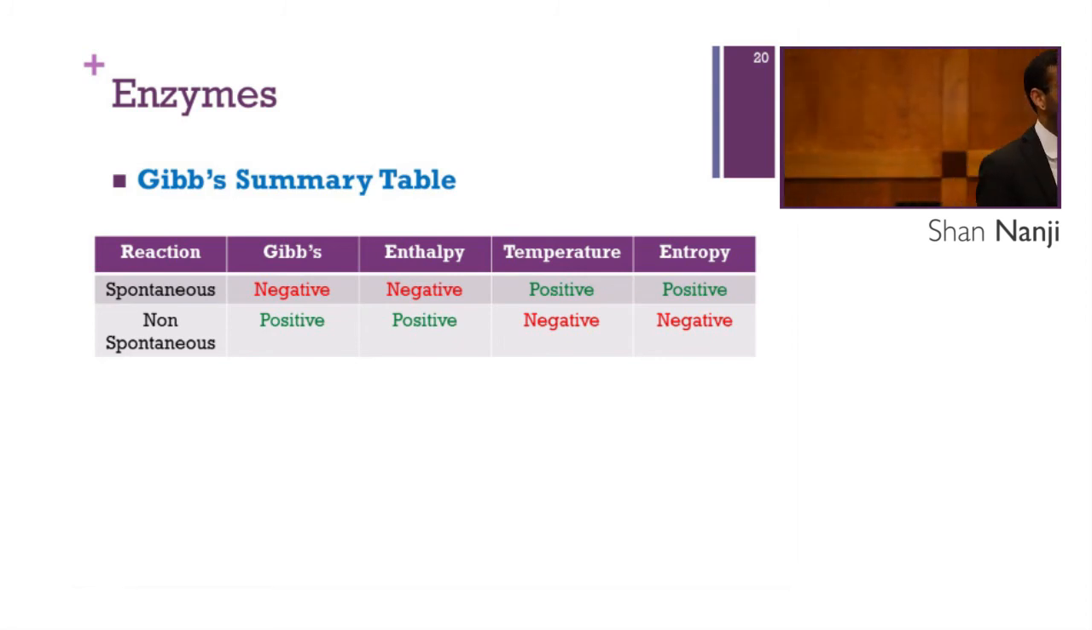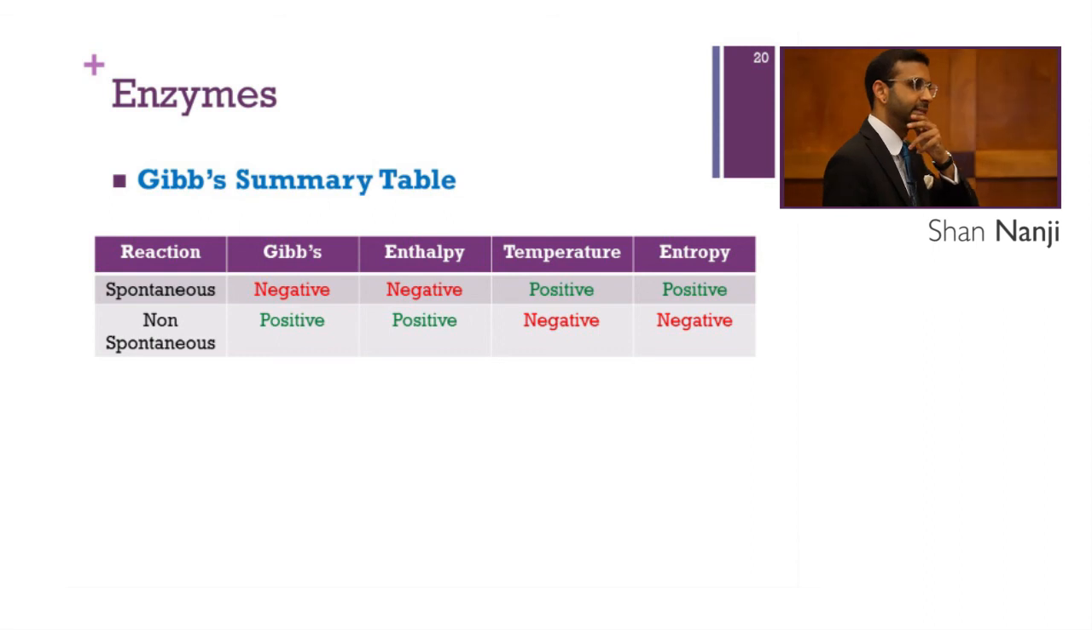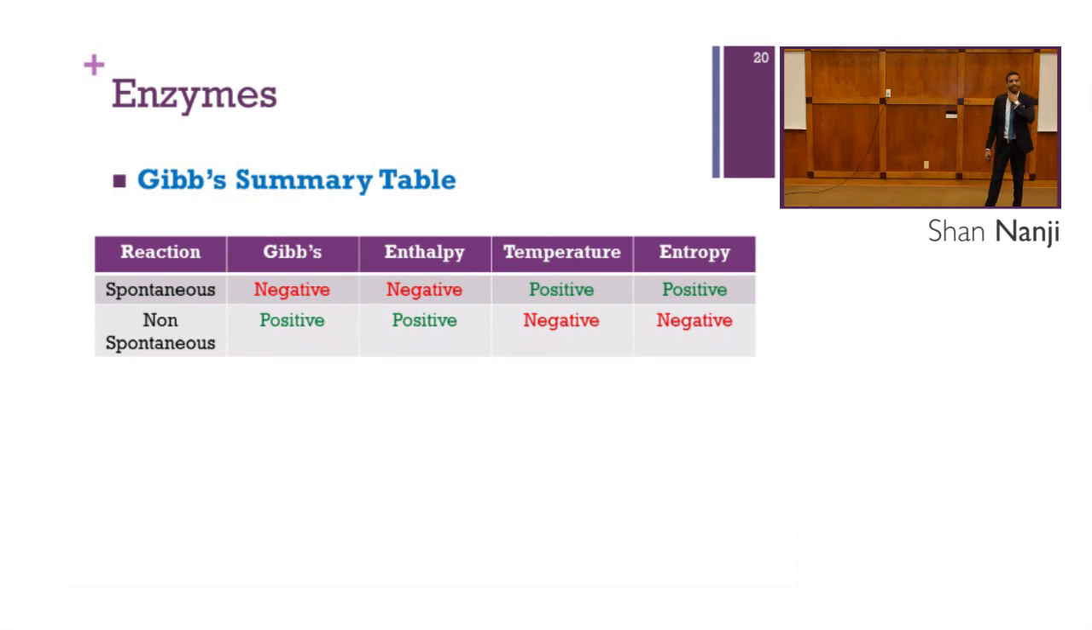Okay? So here's a summary for Gibbs free energy. The reaction is either going to be spontaneous or non-spontaneous. If it's spontaneous, that means Gibbs and enthalpy are negative, and temperature and entropy are positive. So in order for a spontaneous reaction to occur, Gibbs and enthalpy must be negative, but temperature and entropy must be positive.